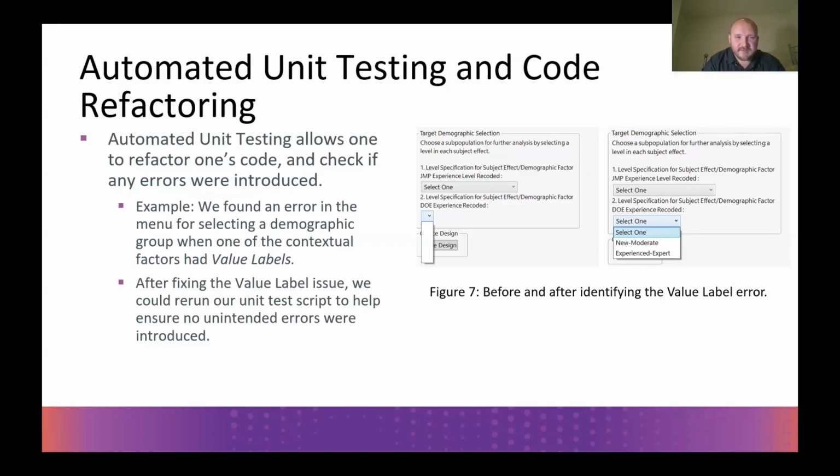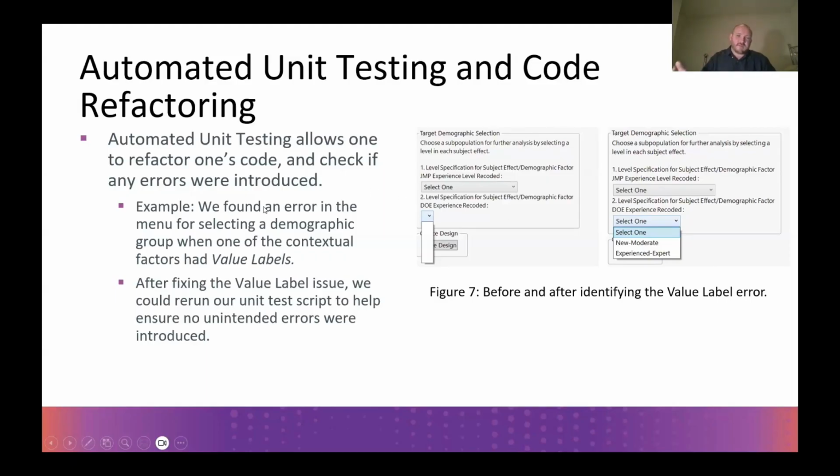We checked that by rerunning our unit testing script. And thankfully, after running our unit testing script, we saw that no new errors were introduced. And so that helped ensure that we didn't break anything else. And our proposed fix for that value label issue did correctly fix the issue, as you can see on the right side of this picture here.